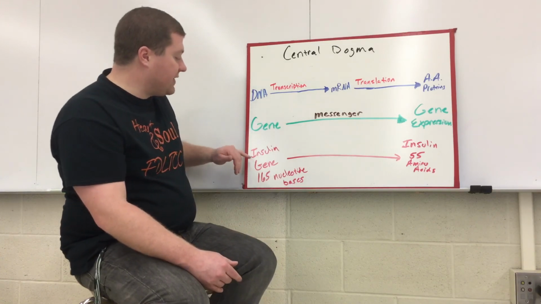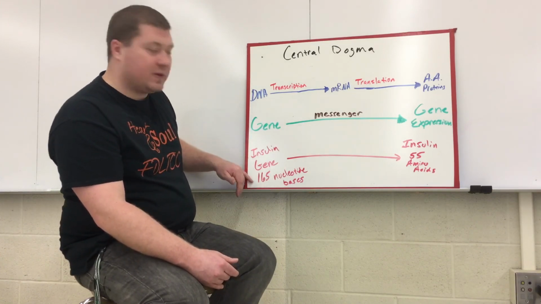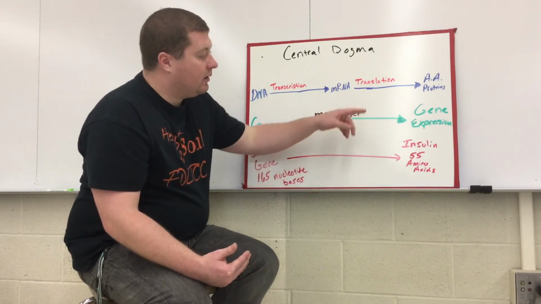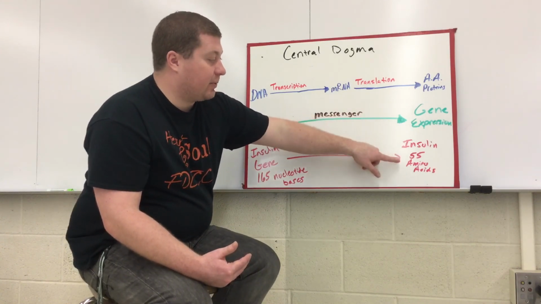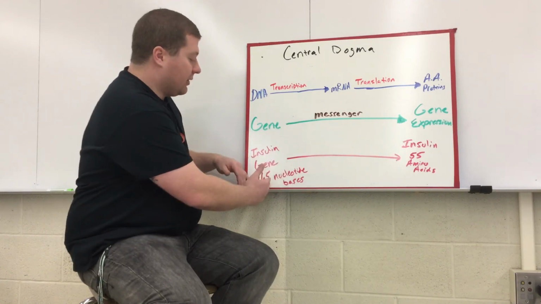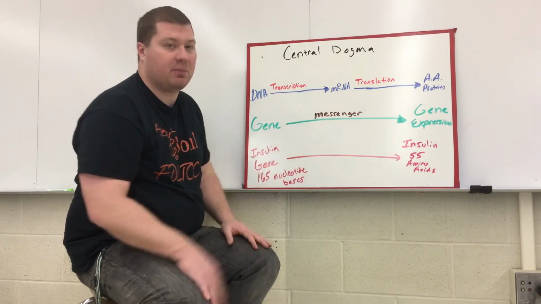And then here's an example. So the insulin gene is 165 letters or nucleotide bases long. Insulin, the protein, is 55 amino acids in length. So that's where the 165 bases comes from, because it's a multiple of 3.